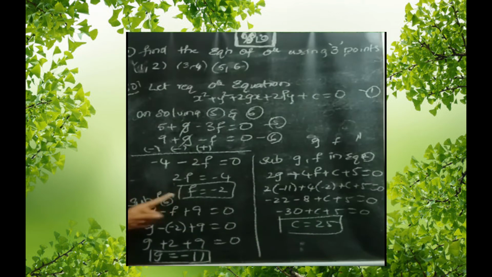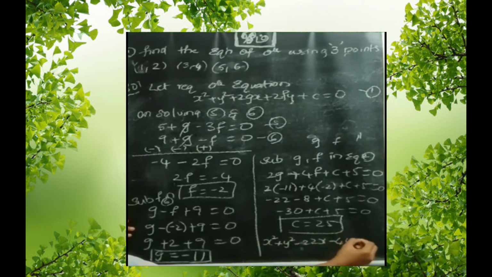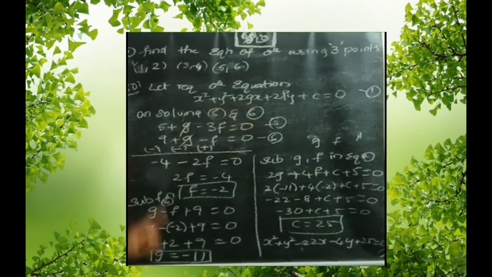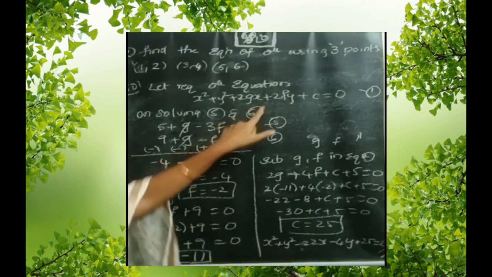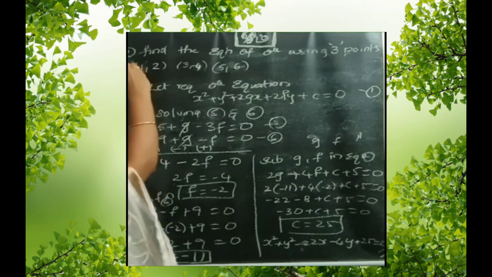Now substitute the f, g, c values in the circle equation. Then we will get x square plus y square minus 22x minus 4y plus 25 equals 0. This is our circle equation. This is the equation which we have found for these 3 points. It looks bigger, but it is very easy when you write it step by step, and it is very important also.